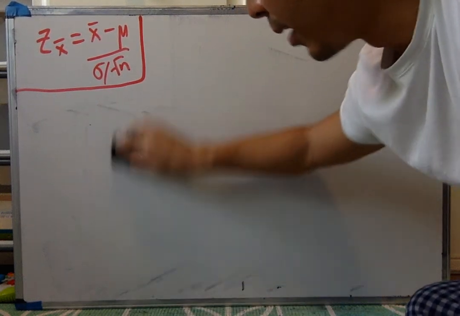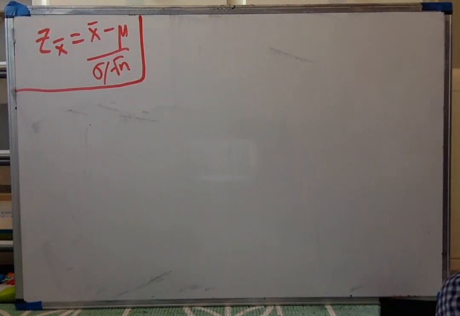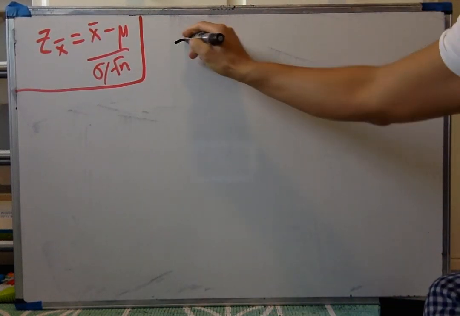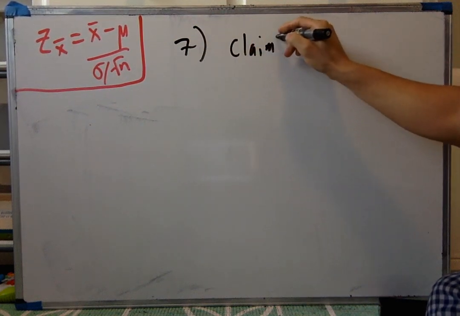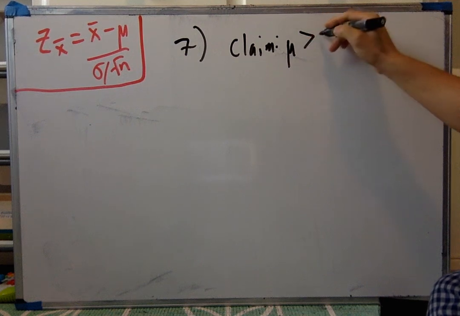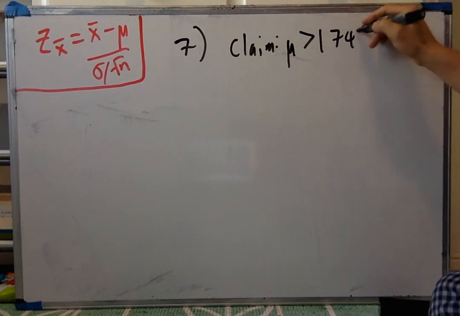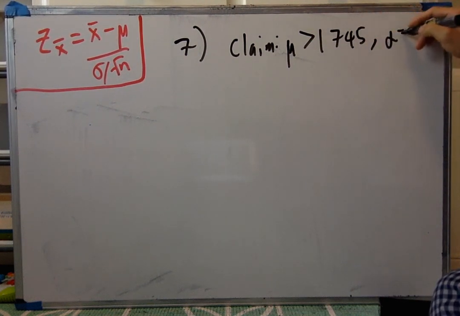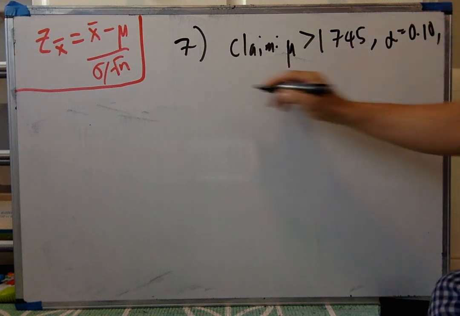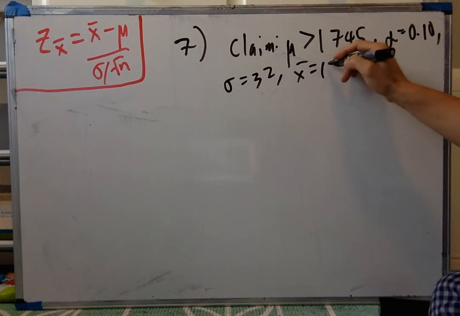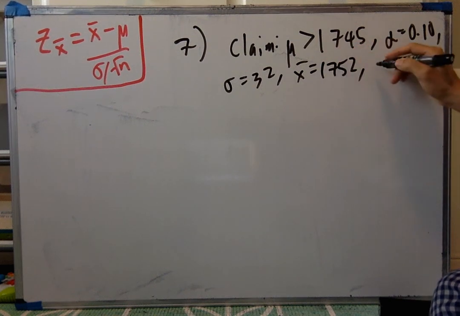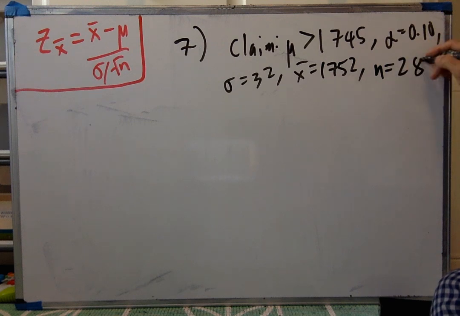Let's do number 7 now. Okay, so the claim this time is that mu is greater, strictly, than 1745. Alpha is equal to 0.10. Sigma is equal to 32. X bar is 1752, so larger than the claimed mean. And n is equal to 28.